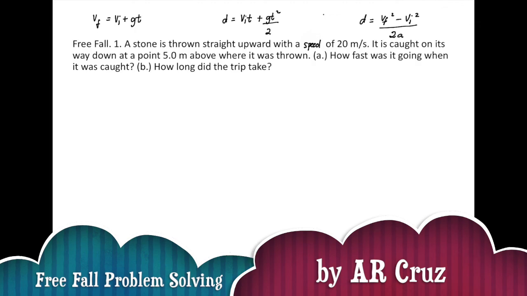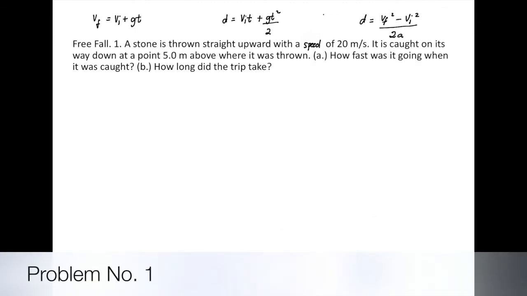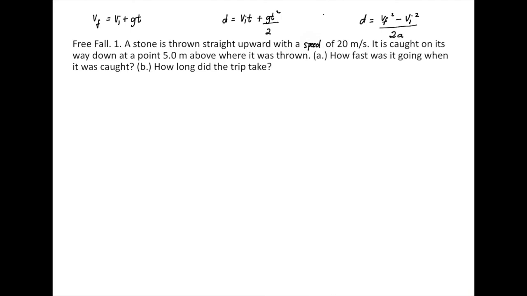Let's have our free fall sample number 1. A stone is thrown straight upward with a speed of 20 meters per second. It is caught on its way down at a point 5 meters above where it was thrown. A: How fast was it going when it was caught? And B: how long did the trip take?